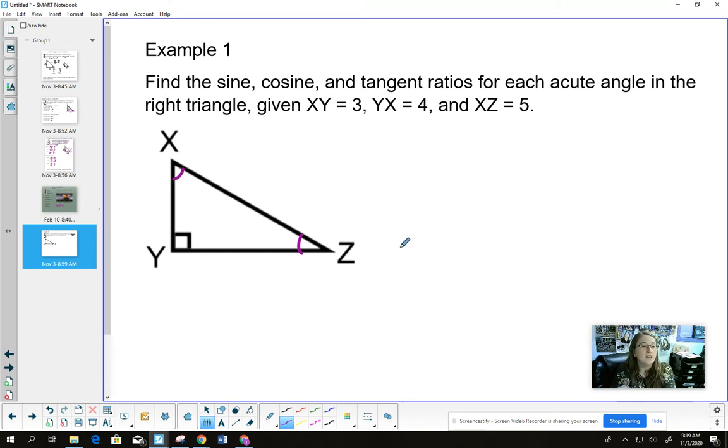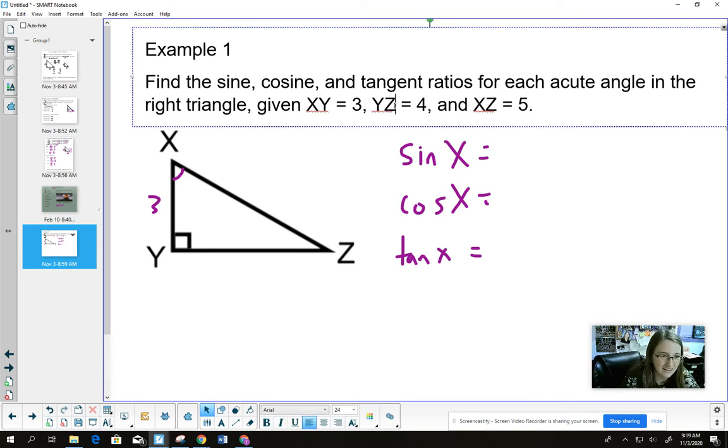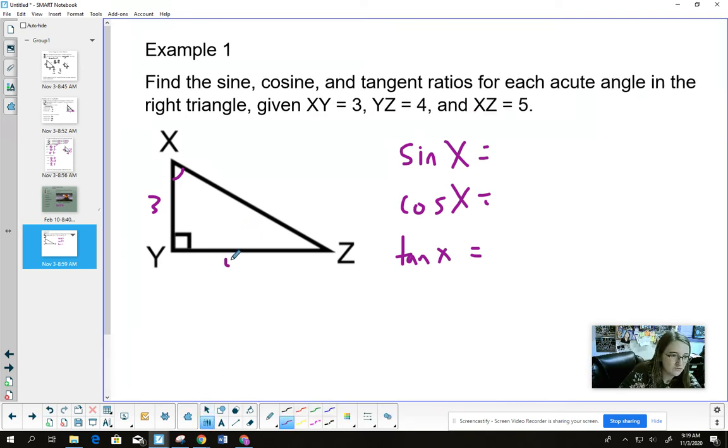Okay. So we're going to have sine of x, cosine of x, that's how we say this, and tangent of x equals. So to start with, let's go ahead and label our sides. Oh, and guys, sorry, if you have the packet, this is example 1 in the packet. XY equals 3, YZ, there we go, YZ equals 4 and XZ equals 5.